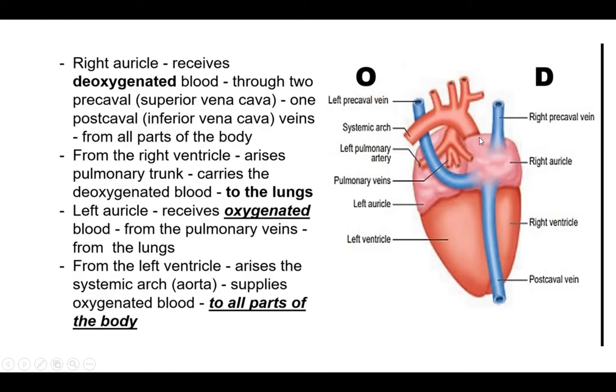This one is the systemic arch, given in your book as systemic arch, or this is what? Aorta. So this aorta supplies the oxygenated blood to all the parts of the body. Yes, children, do you understand? So the aorta takes the pure blood from the heart to all the parts of the body. So the pulmonary artery pushes the impure blood out of the heart, and then the pulmonary vein brings the pure blood to the heart, and again pure blood is taken to all the parts of the body with the help of the aorta.